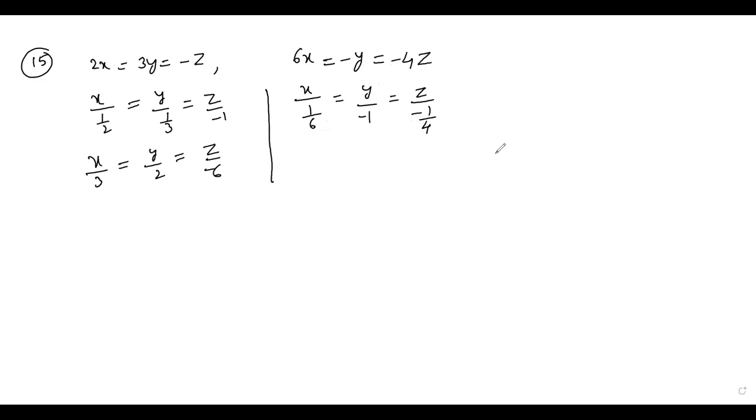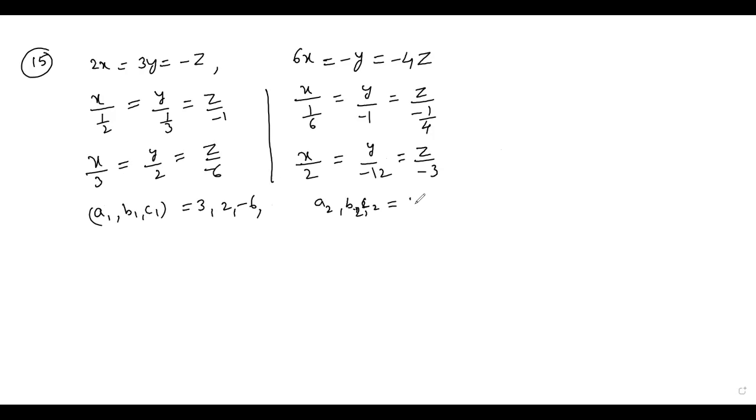Here for 6 and 4, what is the LCM? 12. 12 is the LCM. How many times multiple here? 2 times, here 12 times, here 3 times. Now the DRs we got: first line DRs, assume A1, B1, C1, that is 3, 2, minus 6. Second line direction ratios: 2, minus 12, minus 3.